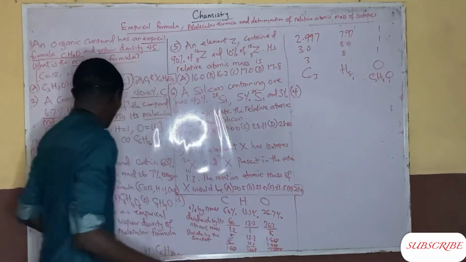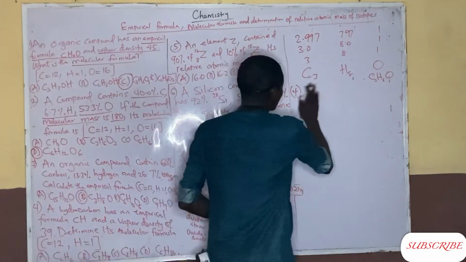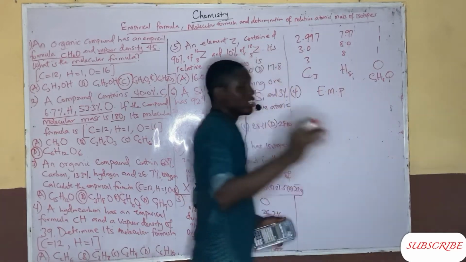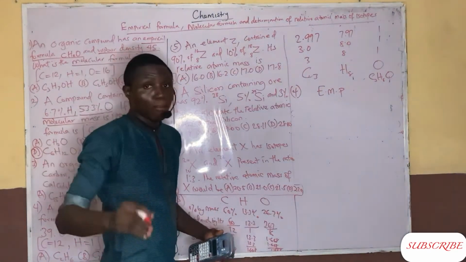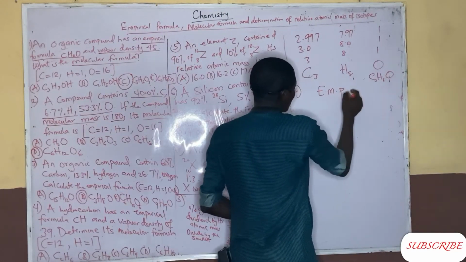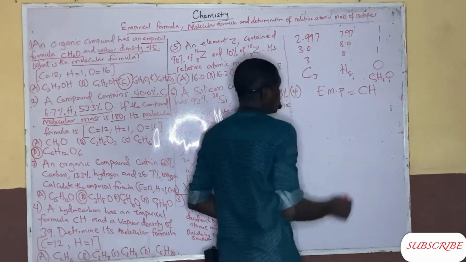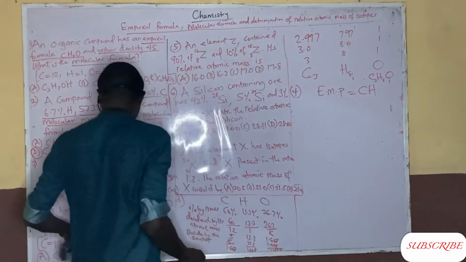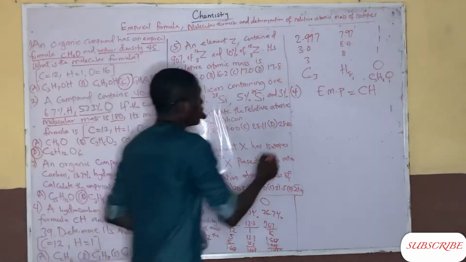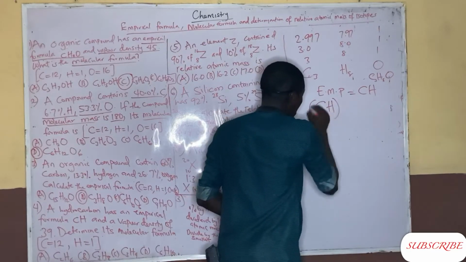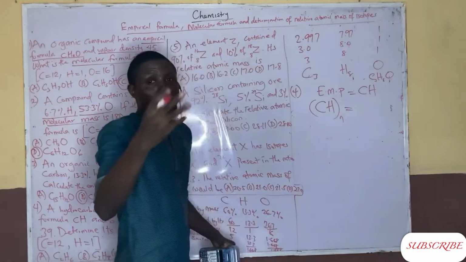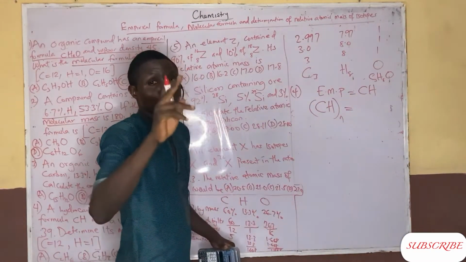So in number 4, we are told that the empirical formula of a compound, or a hydrocarbon. Don't forget, a hydrocarbon is a compound of carbon and hydrogen. So the empirical formula is given as CH. So the CH now has the vapor density of 39. So we have (CH) in bracket n, which is the empirical formula. To get the molecular mass, we multiply the vapor density by 2.